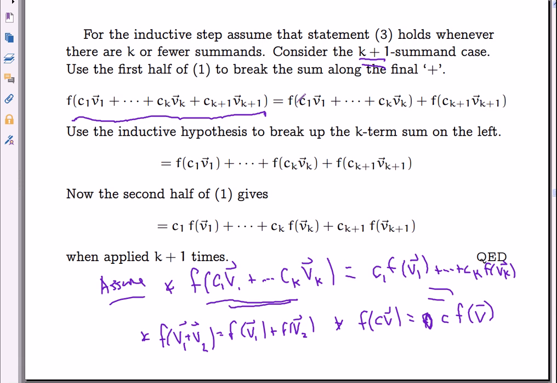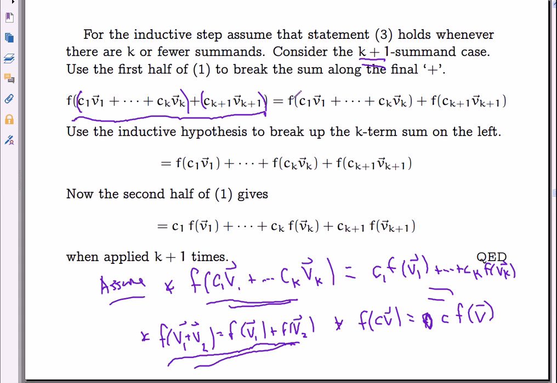All right. So I'm going to write down the left-hand side of what I want to prove. And I can break this vector inside into two vectors. I can break it into this part plus this part. Now this is a sum of two vectors. Since it's a sum of two vectors, I can apply this assumption that comes from statement 1. So all I'm doing here is applying this statement where my first vector is this linear combination and my second vector is this single term.